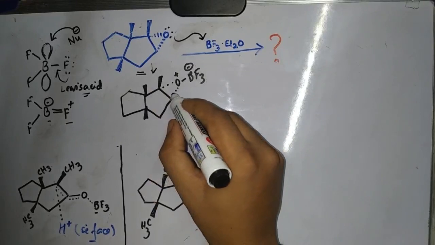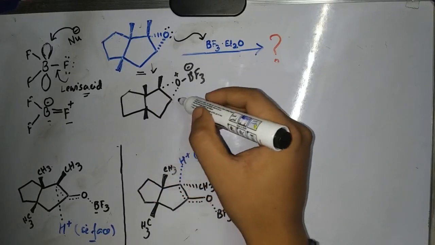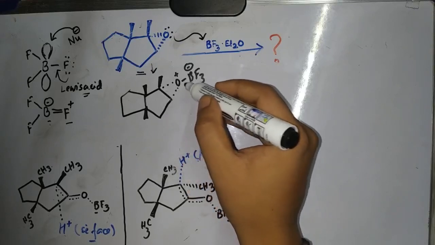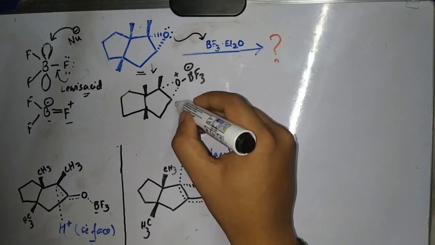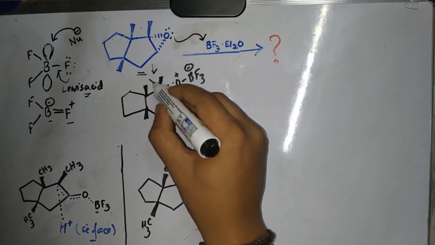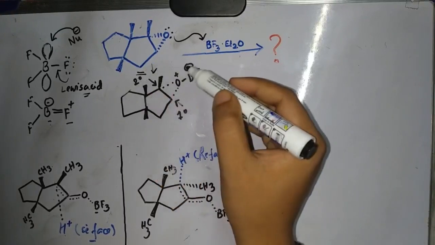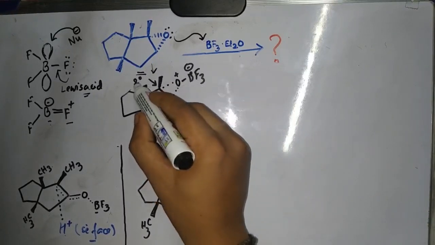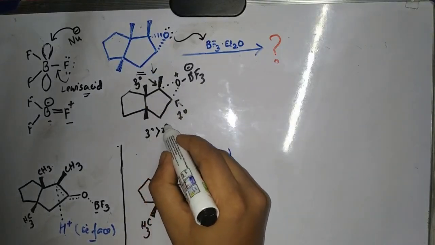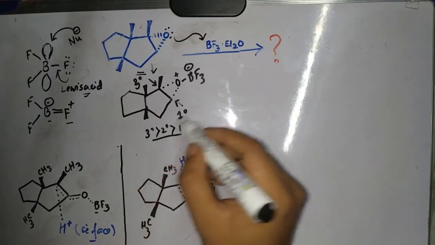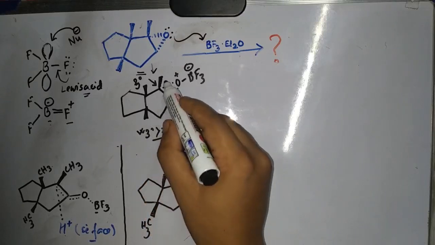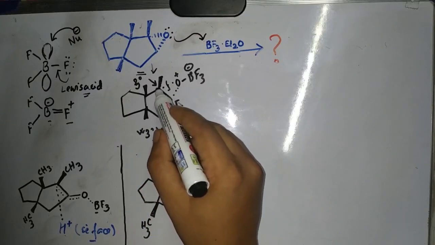Now what will happen in the next step? The epoxide ring will break, and in acidic condition this actually depends on carbocation stability. If it breaks from this position, it will form a 1 degree carbocation, but if it breaks from this position, it will form a 3 degree carbocation. We know that carbocation stability is 3 degree greater than 2 degree greater than 1 degree. Therefore the 3 degree carbocation is much more stable than the 1 degree carbocation, and hence it will break from here and form the 3 degree carbocation in this place.